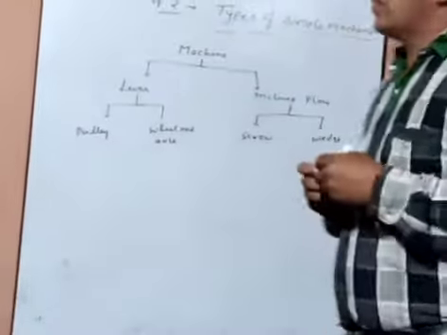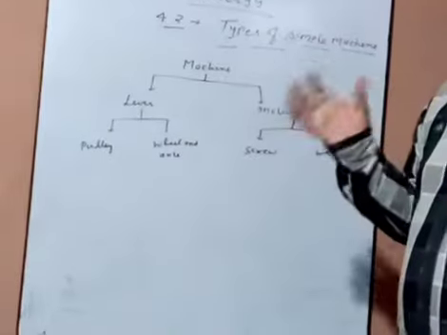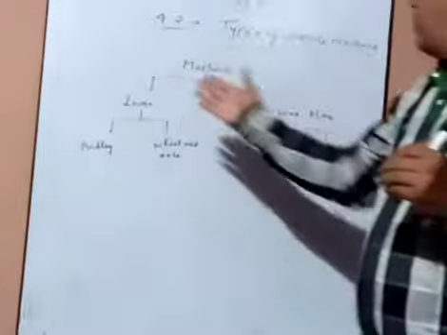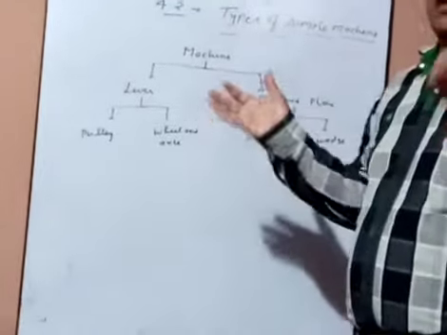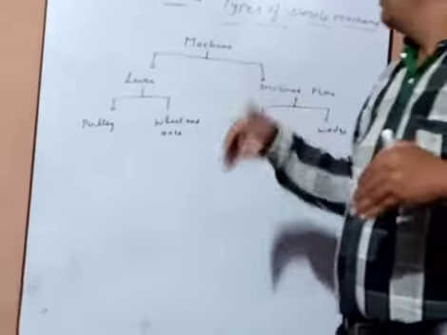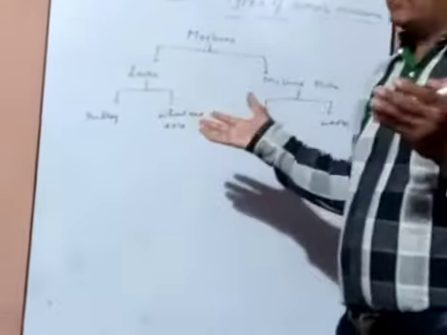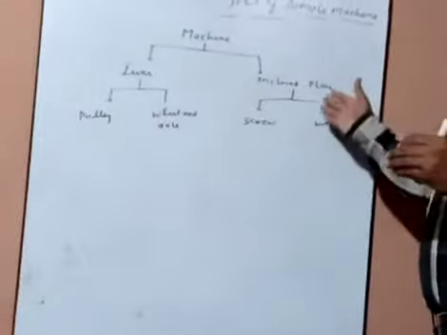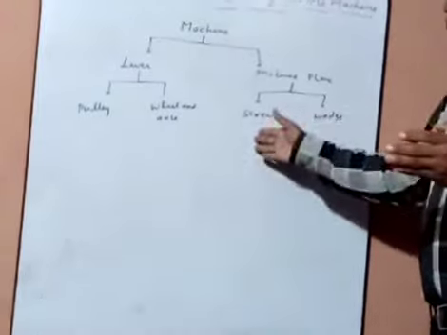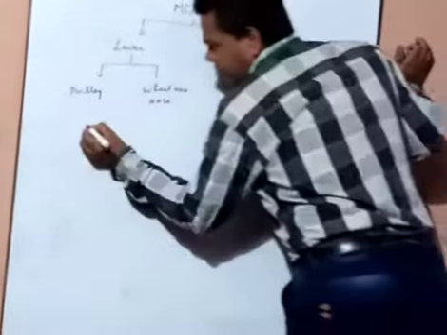Basically, machine is divided into two kinds, first lever and second inclined plane. Again, further, lever is classified into two kinds, that means pulley and wheel and axle. Here, inclined plane is further classified into screw and wedge. So, first we start with lever.